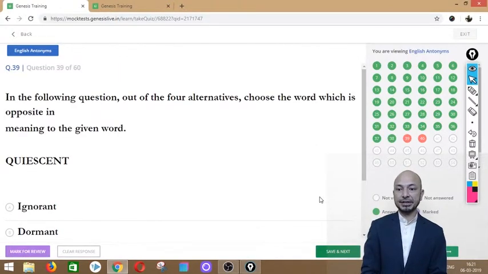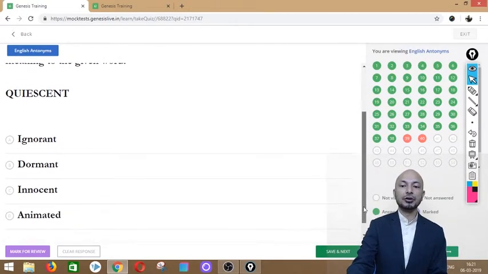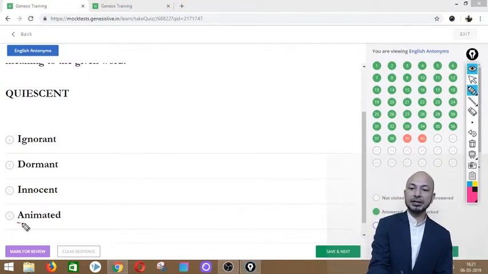Brings us to question number 39. The word is quiescent, and the options given are ignorant, dormant, innocent, and animated. And our right option is option D, which says animated.